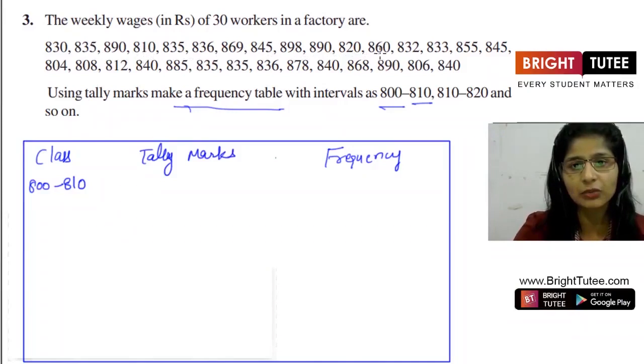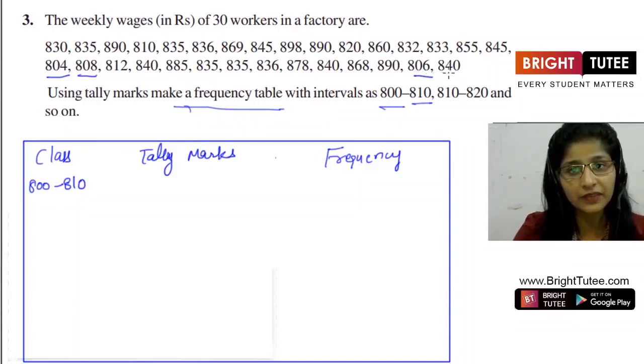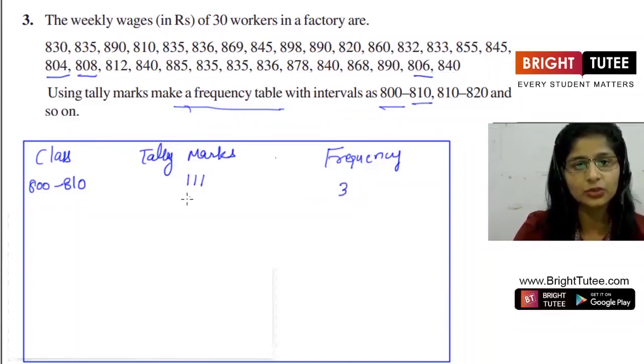So let us start counting and try to find out the numbers that are lying between. So 804, yes, one we got. Then 808, second we got. Then do we have any? See carefully. Yes, 806 we have. This is the third one that we got, right? So how many are we getting? 3. So we'll make 1, 2, 3. Clear? Second is 810 to 820.